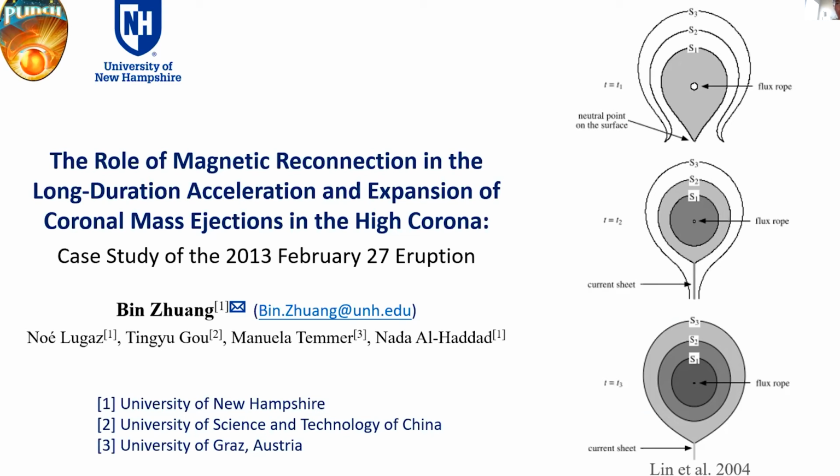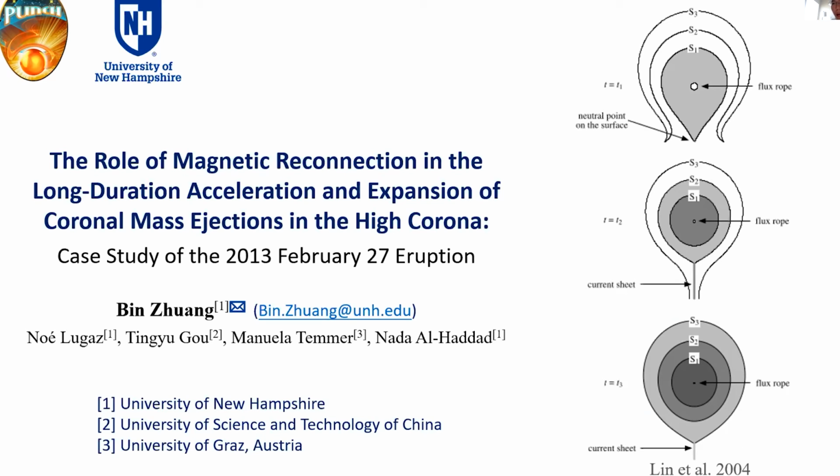And thus, the role of magnetic reconnection in this CME acceleration is just a combination of the acceleration itself and the expansion. As for the role of magnetic reconnection in acceleration, we know that it provides additional poloidal flux and reduces the pressure of the overlying arcade. And as for the expansion, I show an image here.